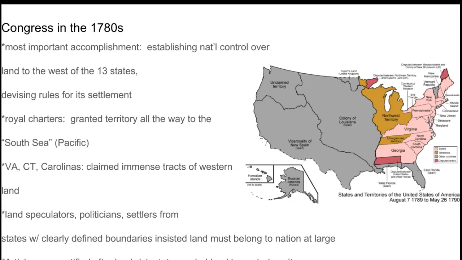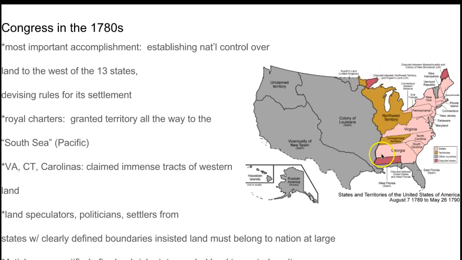So in the 1780s, their most important accomplishment in Congress was that they were able to establish control over this Northwest Territory, this unorganized territory that they had acquired in the war. Britain had moved out, so you had all of this land that has to be divided.